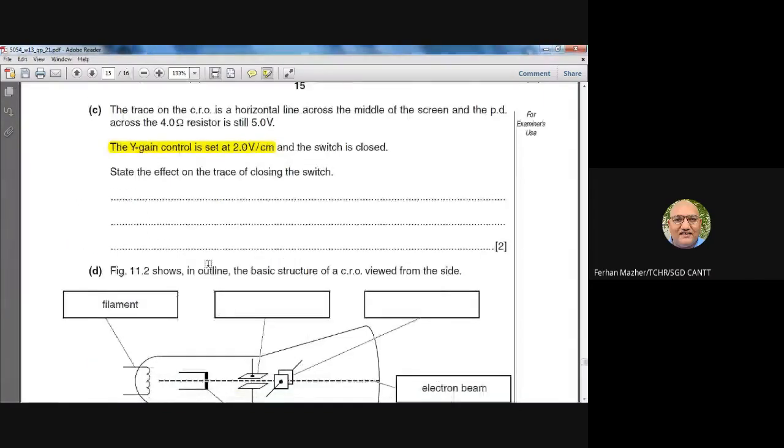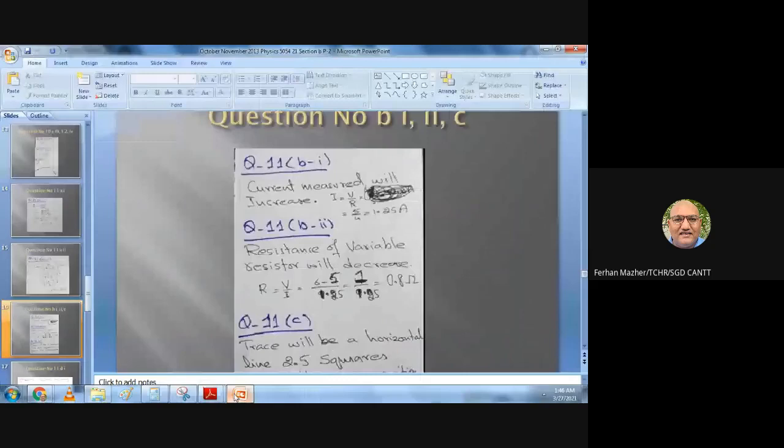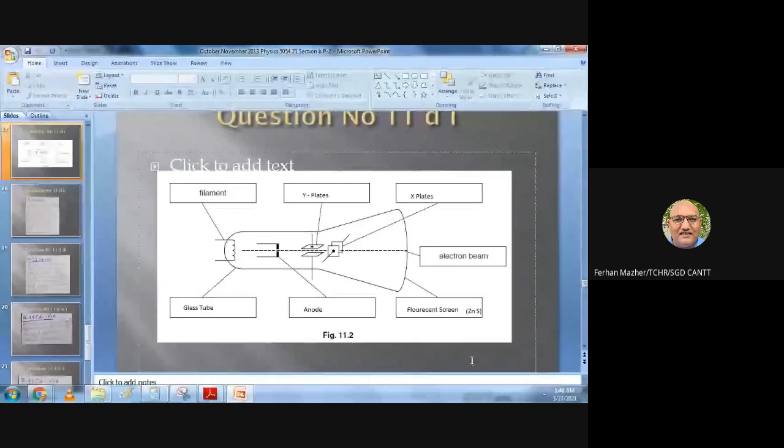Then the next question, D part, sorry. Figure 11.2 shows in outline the basic structure of a CRO viewed from the side. So this diagram is basically a diagram of a CRO. On the figure 11.2, write in 5 empty boxes the names of the parts of the CRO indicated. So we have to name them. I have done this on a paper. Let me show you. On your marking scheme, I think this is showing on your screen.